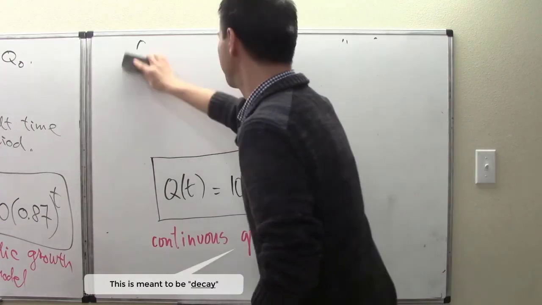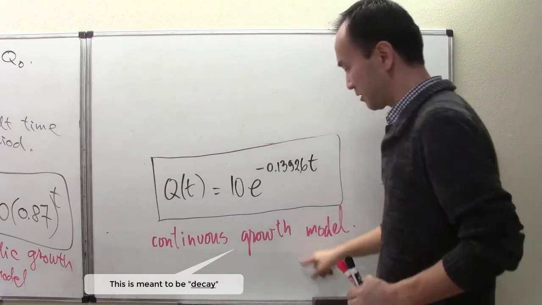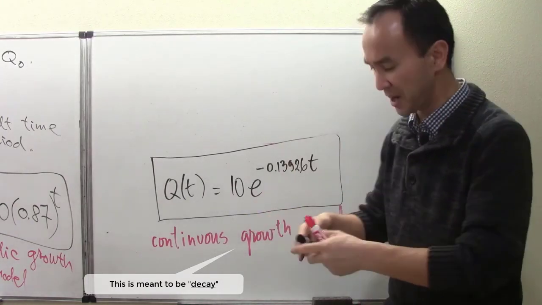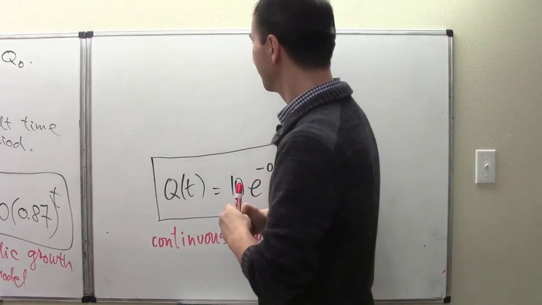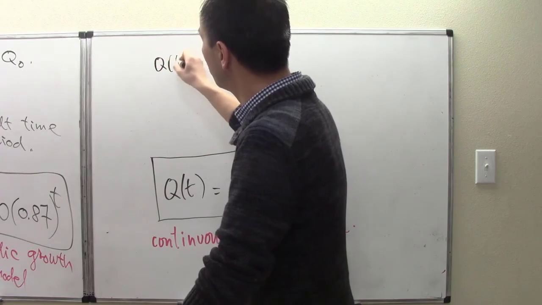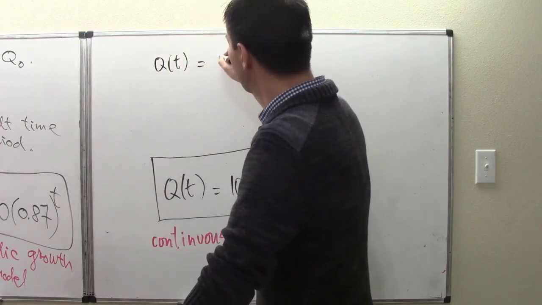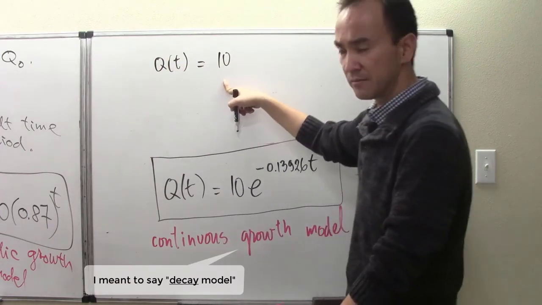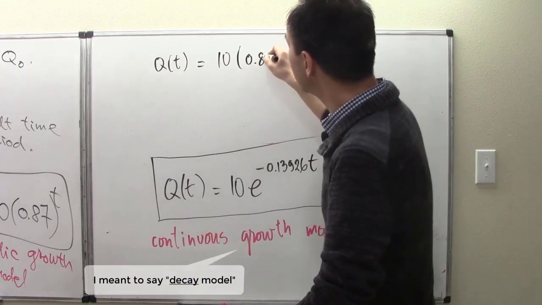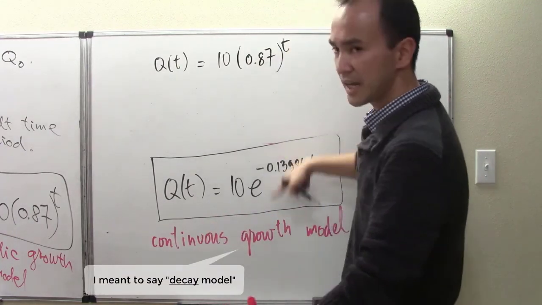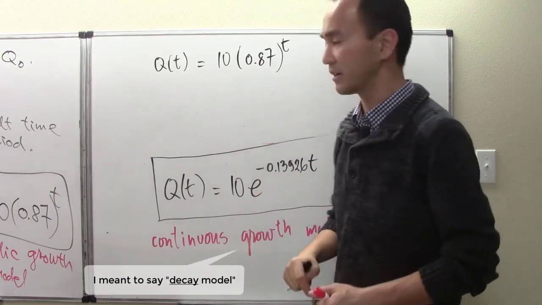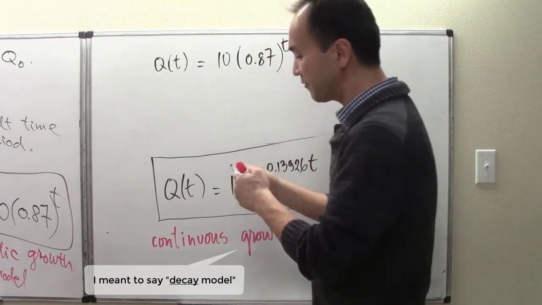I just want to clear some space. So the continuous growth model is here for the exact same information. Before coming up with this, we already had Q of t equals 10 milligrams, the same initial amount, times 0.87 to the t. The exact same function. These two are exactly equal, but written in different ways.